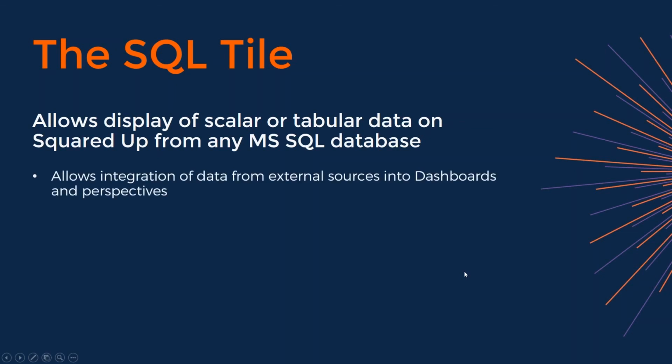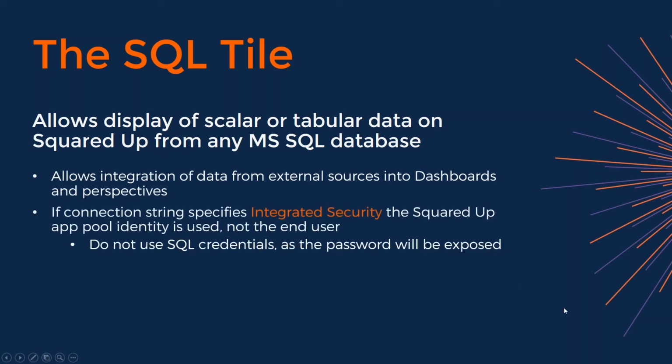Now there are a couple of things that are important to bear in mind. As I said, it works on dashboards and perspectives. A couple of differences on perspectives, and we'll talk about this if we have time. If not, that'll be next week. A key point with this is that the SQL Tile runs its queries using the Squared Up application pool identity if you're using integrated auth. So if you're not using SQL credentials, it's not going to execute the query as the user viewing the dashboard. It's going to run as a generic Squared Up identity, in this case the app pool ID.